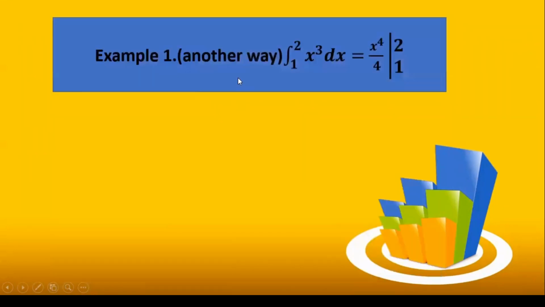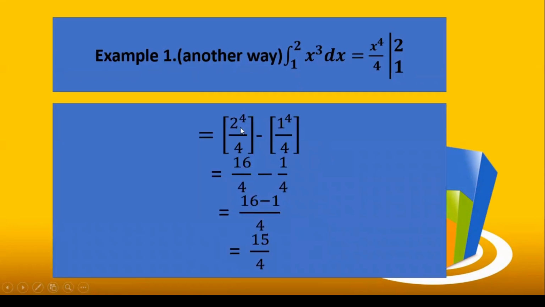Another way of solving: we have the integral of x cubed with respect to x from 1 to 2. Just substitute 2, the upper bound for x, so 2 to the power 4 over 4 minus 1 to the power 4 over 4. This is more detailed compared to the previous example. So we have 16 over 4 minus 1 over 4. So 16 minus 1 over 4, it's still the same. The answer is 15 over 4.